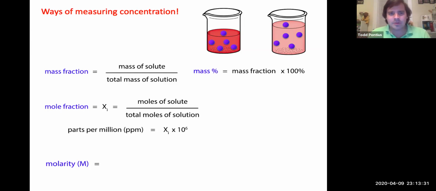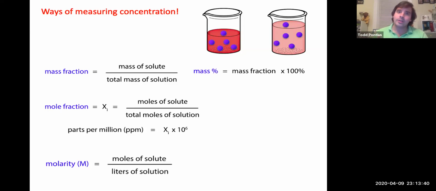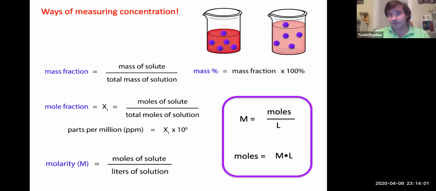Today, the focus is going to be mostly on this entity called molarity, which we express with a capital M. And molarity is defined as the moles of the solute divided by the total liters of solution. So a few relationships to show here. Molarity is equal to moles per liter. Classic. We can also rearrange this to get another powerful equation. The number of moles of a given solute are equal to the molarity of that solute times the liters of solution. So these are going to be very useful moving forward.